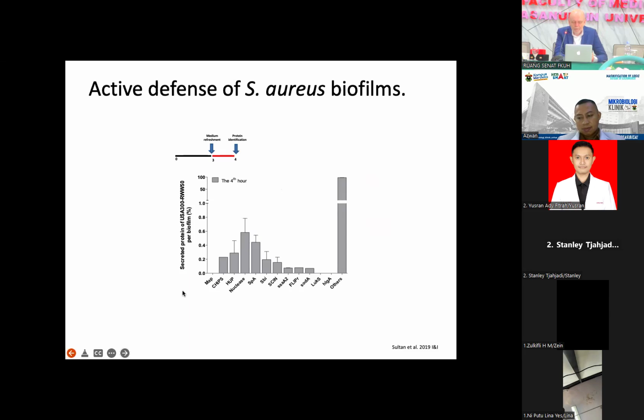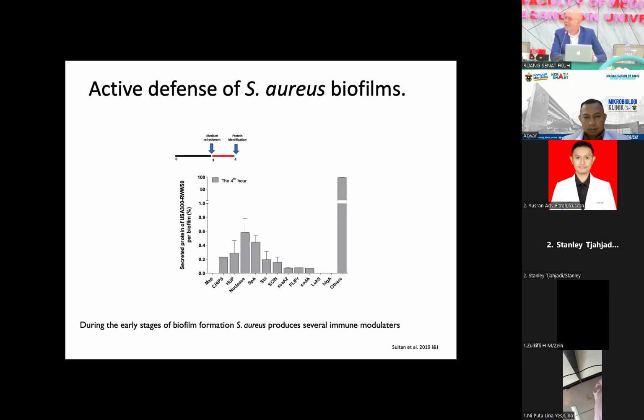And this is an overview. And I hope you can see it. One of them is nuclease and the other one is SCIN. And SCIN is an inhibitor of the complement, a chemotaxis inhibitor. So already after 3 hours, so in the 4th hour of development of biofilm, the bacteria start to produce immune modulators. And what does this mean?